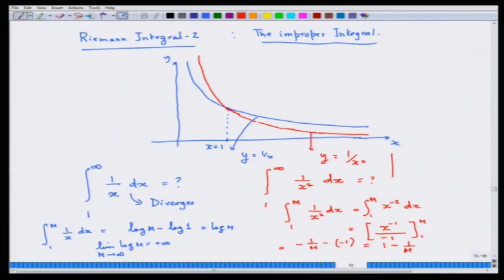So now the limit of 1 minus 1 by M as M tends to infinity is known to you, and that is 1. And so we can say that the area under the curve y equal to 1 by x square from 1 to infinity is exactly equal to 1. That is slightly amazing, you see, that you can just swim inside 1 by x, but you cannot swim inside 1 by x squared. The graph would push you down very well.